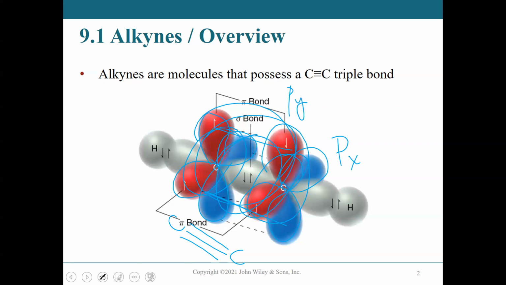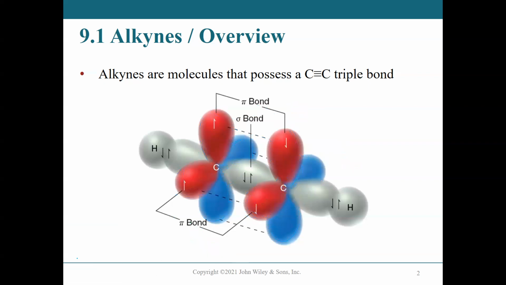And then in industry, where do we find alkynes? Well, I'll tell you one that has very important applications, this compound, HC≡CH. This is called acetylene.